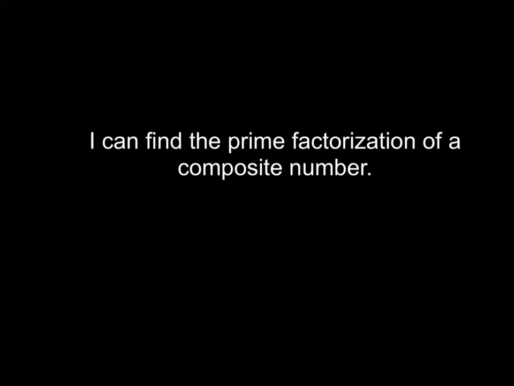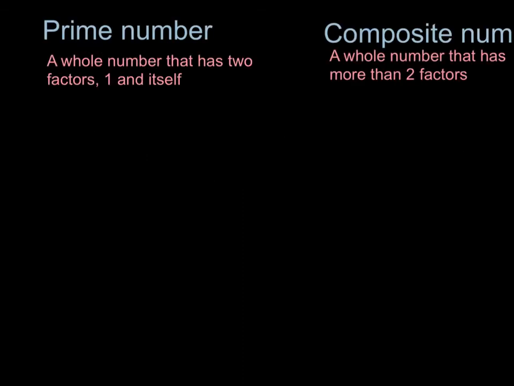Today's learning target is I can find the prime factorization of a composite number. A prime number is a whole number that has two factors, one and itself. So when we talk about factors, those are the numbers that we times by each other. So for example, 2 is a prime number because the factors of 2 are 1 times 2.